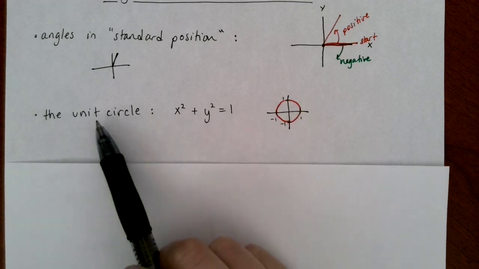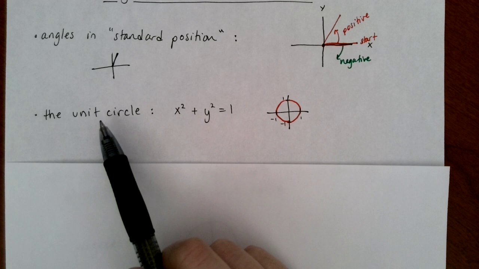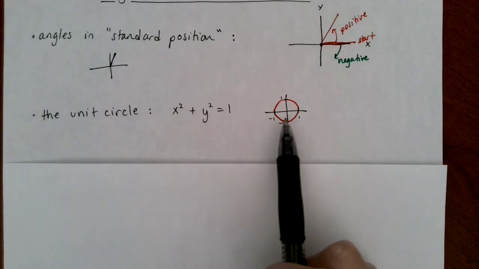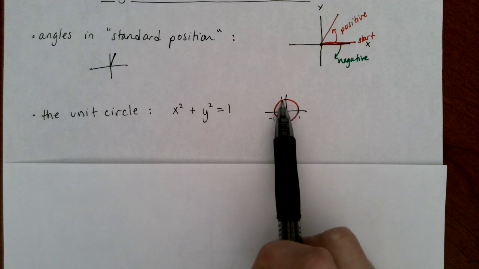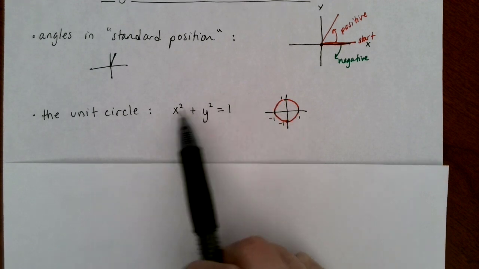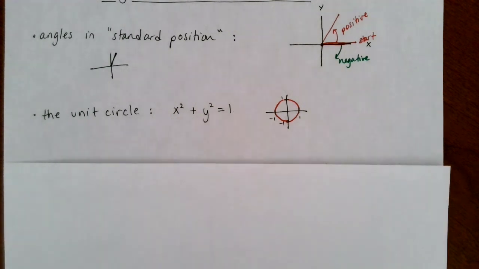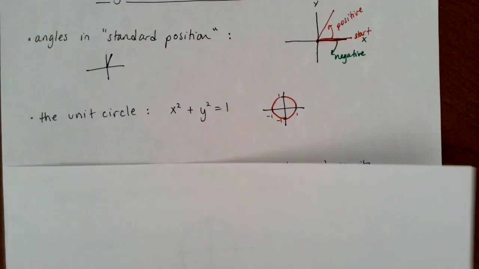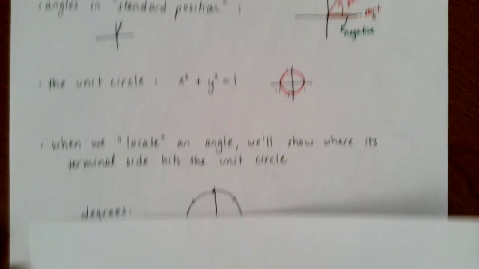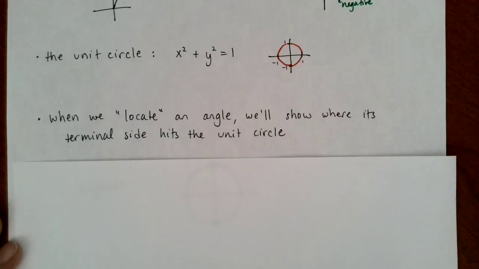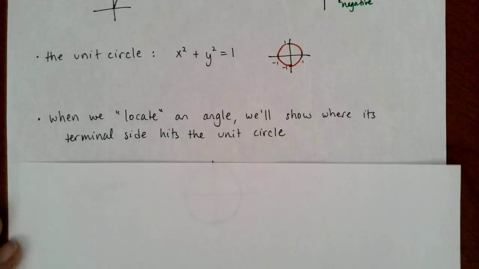Anytime we use the word unit in math, it typically refers to the size 1 option of whatever you're doing. So what you're actually graphing here is all of the xy points where, when you plug in the x and y of the point, it perfectly satisfies this equation. Okay, so the reason we care about the unit circle is what we see next here. So when we locate an angle, we'll show where its terminal side hits the unit circle.